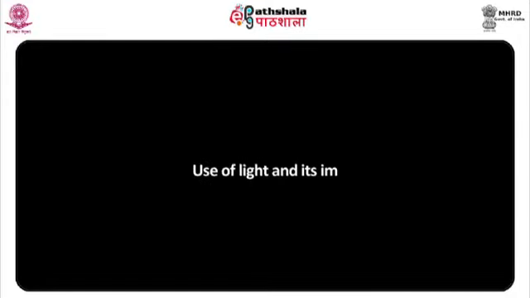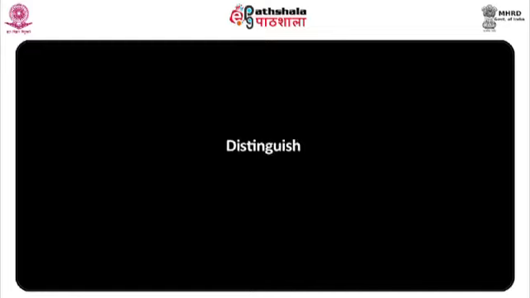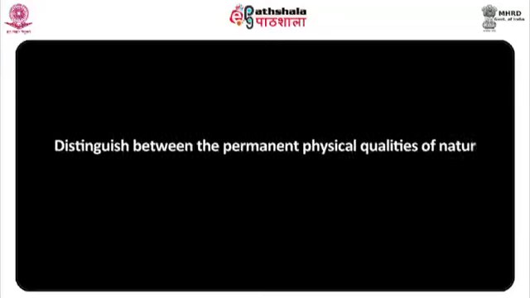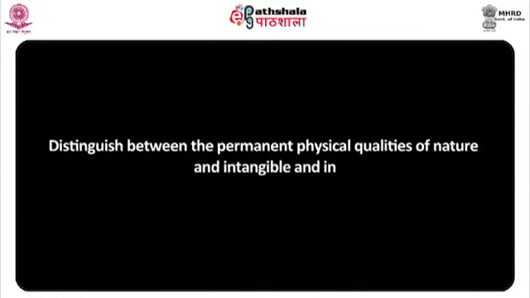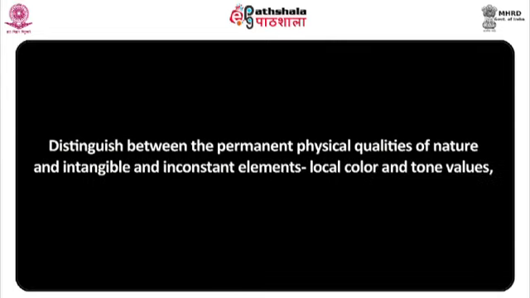Earlier, Constable would only draw passive nature, but around 1811, he began to express his paintings with a new version. This was the use of light and its impact on changing landscape. He could now distinguish between the permanent physical qualities of nature and such intangible and inconstant elements as light and moving air, which reflected local color and tone values, form and textures.